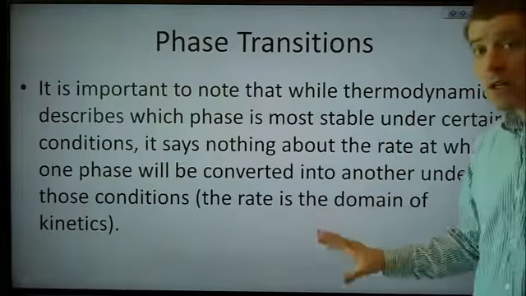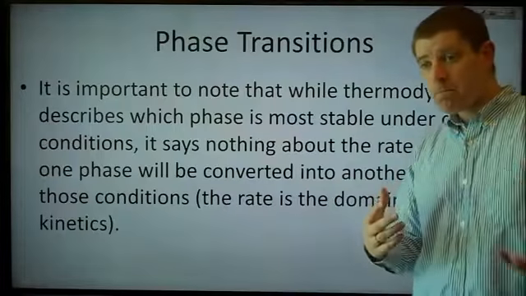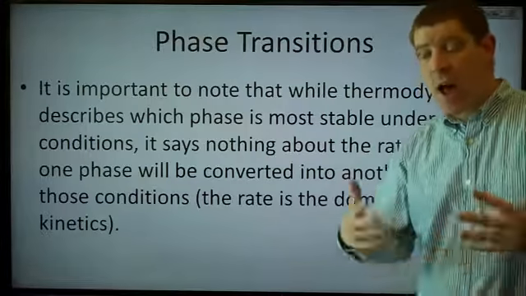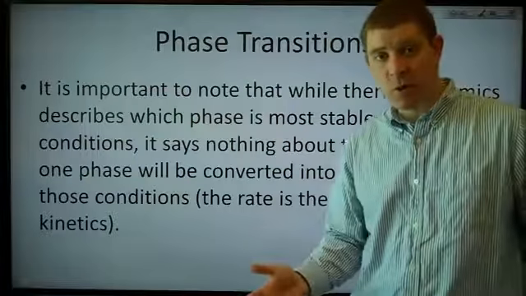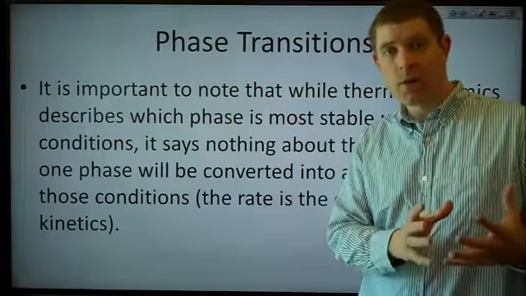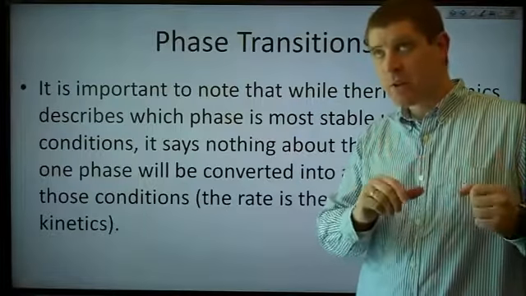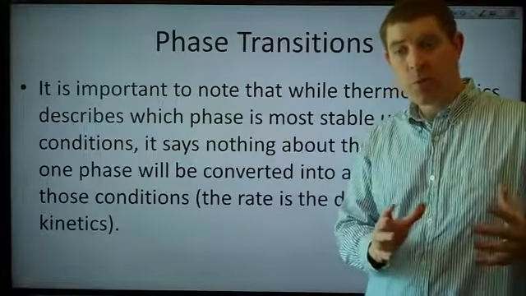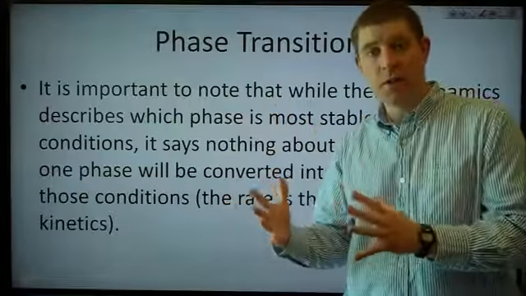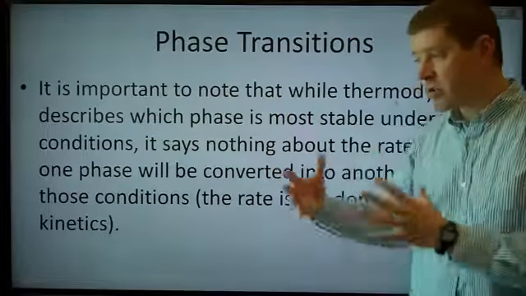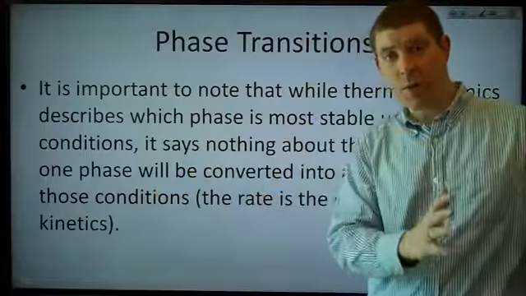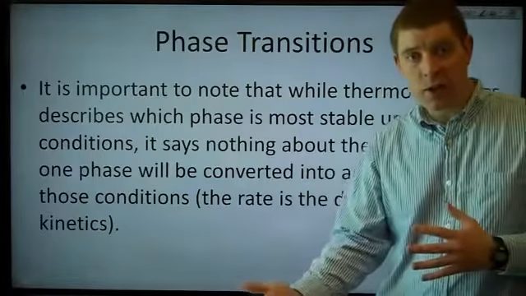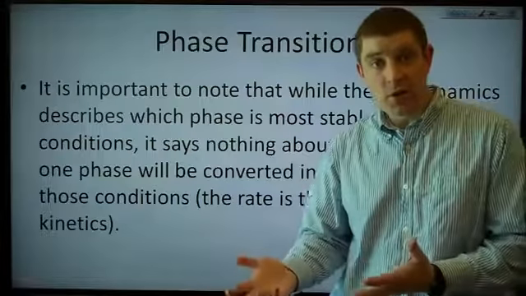So it may be that, say, graphite is more thermodynamically stable. So at standard temperature and pressure, graphite is the phase of carbon with the lowest Gibbs energy. But diamond still exists because the transition from diamond to graphite is kinetically limited. It's a very slow process. The reverse process is also very slow.